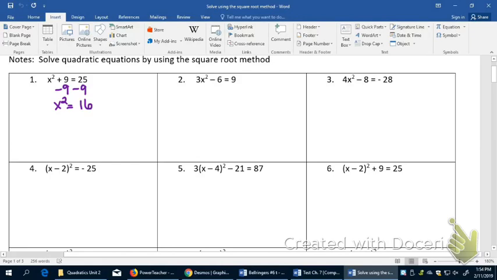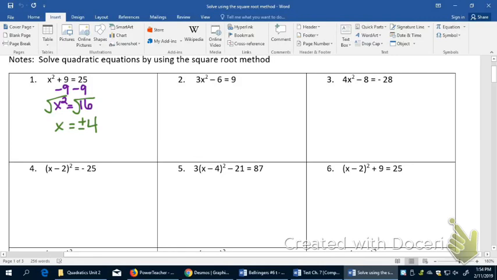So what I do to figure out what x is, I do the opposite of a square. So I do the square root on both sides. When you take the square root of something to solve an equation, you always put a plus or minus. Do we know the square root of 16? 4. We know it. So we go ahead and just say it's 4, and then we put plus or minus in front of it.